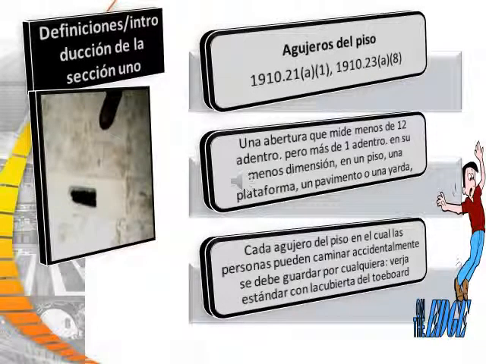Floor holes. This is defined as an opening measuring less than 12 inches but more than 1 inch in its least dimension in a floor, platform, pavement, or yard. Every floor hole in which a person can actually walk must be guarded either by a standard railing or with a toe board cover.